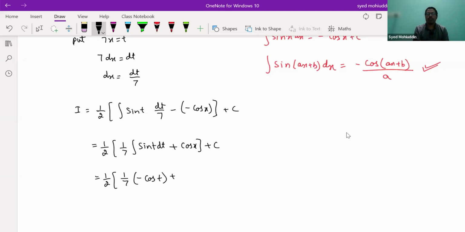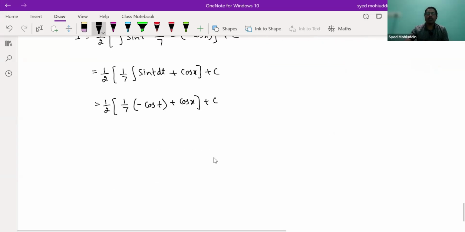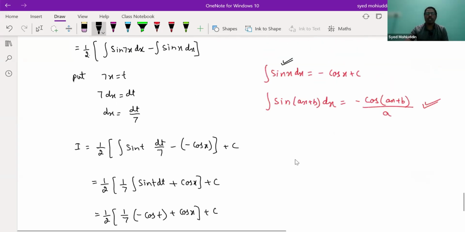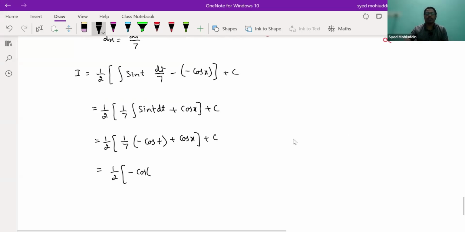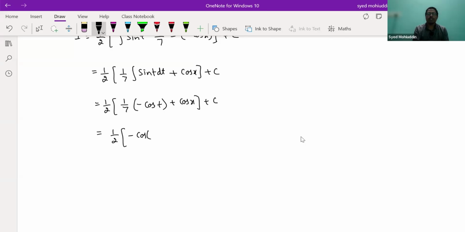Minus cos of t plus you are having cos of x plus the constant of integration c. But we know the value of t, so t is nothing but 7x, so just put back the value of t as 7x. So here minus cos of t is nothing but minus cos of 7x whole divided by 7, plus cos of x plus the constant of integration c, so that will be the required solution.